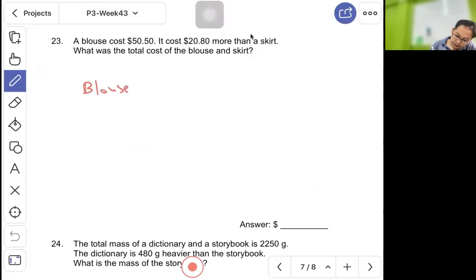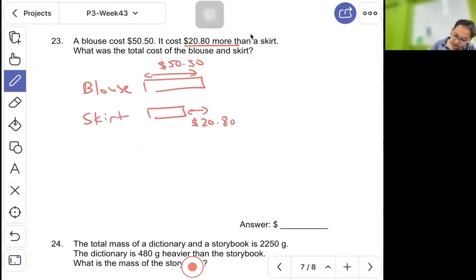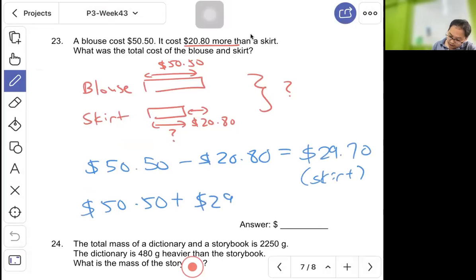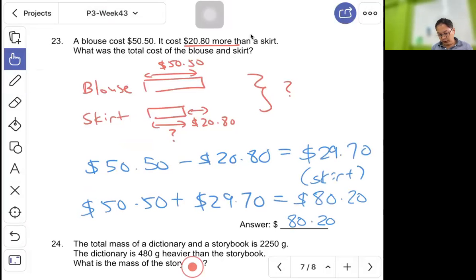So this is the blouse, $50.50. So it's more than a skirt. So the skirt is shorter by $20.80. So what was the skirt? Then you find all together. So what you need to do is $50.50 minus $20.80 equals $29.70. So this is the skirt. And now the blouse plus the skirt equals $80.20. So total is $80.20.